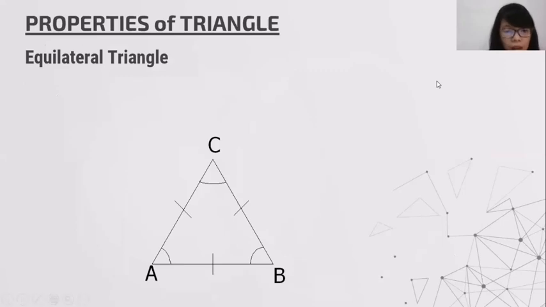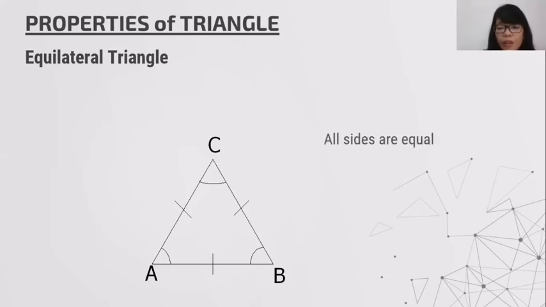Now, I'm sure that you guys know what is the meaning of this small line or short line. It means that all sides are equal. Okay, so in mathematics, this symbol means that the length of AC equals the length of BC and the length of AB.